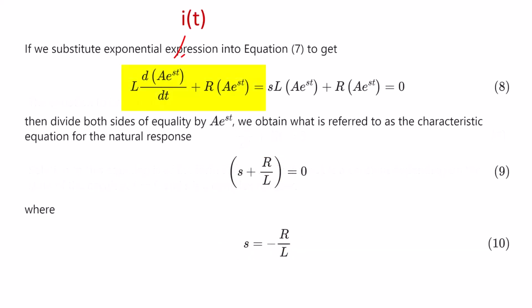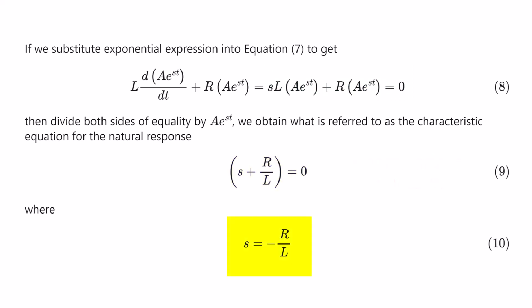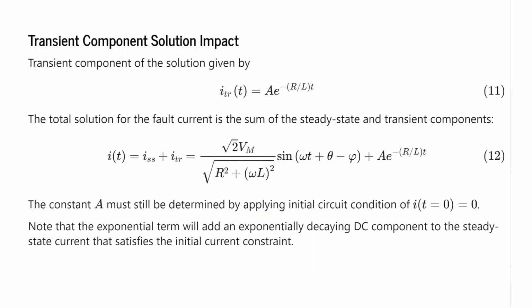If we substitute i equal to A e^(st) into this differential equation, note that the first derivative of current is simply s times the original current function. To solve for s, we divide both sides of the equality by A e^(st) and then get what is referred to as the characteristic equation. For this RL series circuit, s is equal to minus R over L, which in this case is a real number. Substituting for s, we see that the transient component of current is equal to A e^(-R/L t).